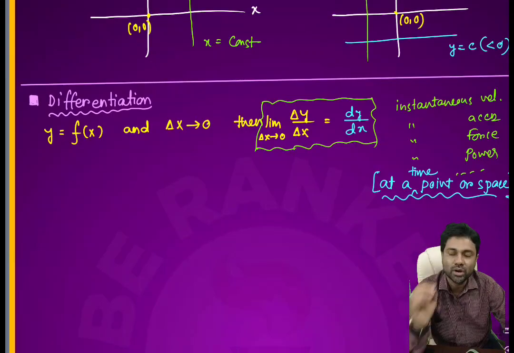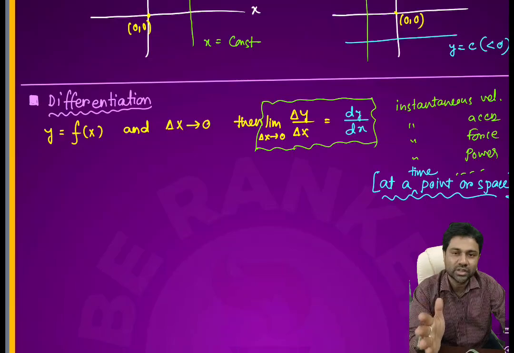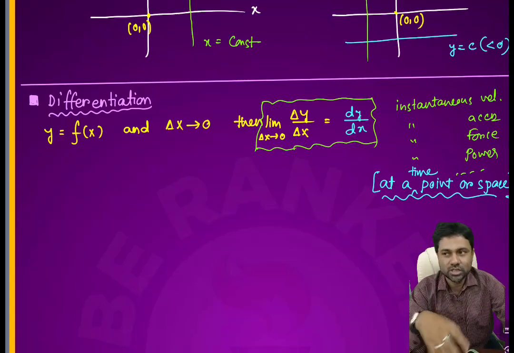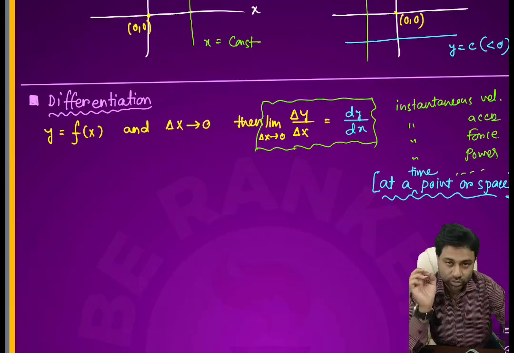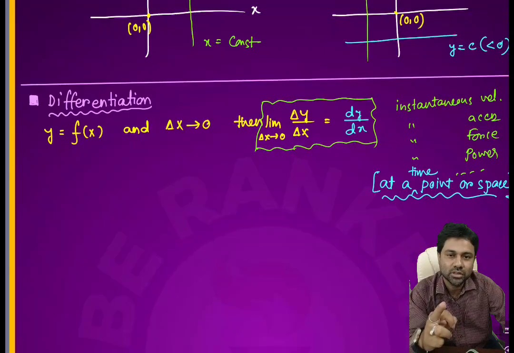Like a particle is moving, you want to find out its velocity at a given point x equal to 2 meter. That means its instantaneous velocity, you have to apply calculus. Suppose a particle is moving so that its acceleration is varying with time. You want to find the acceleration at t equal to 1 second. So then calculus will be your tool because we want to find out instantaneous acceleration.